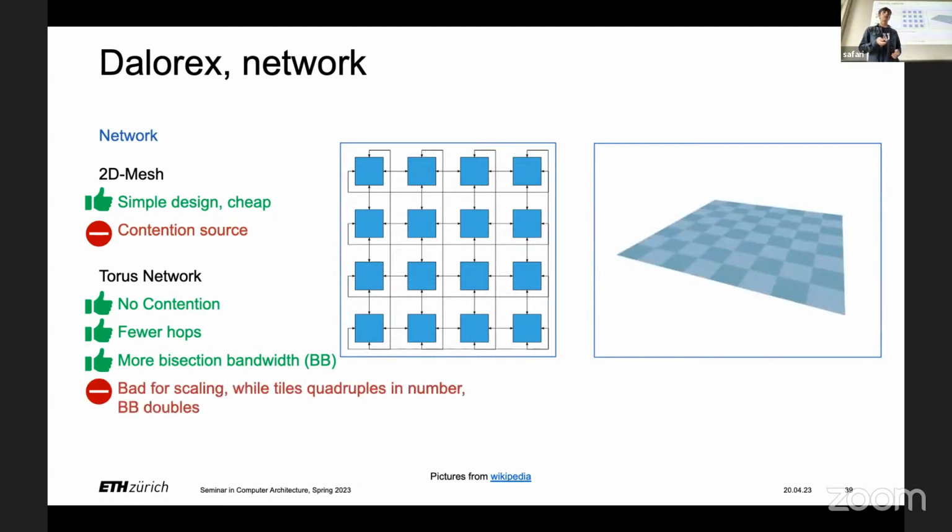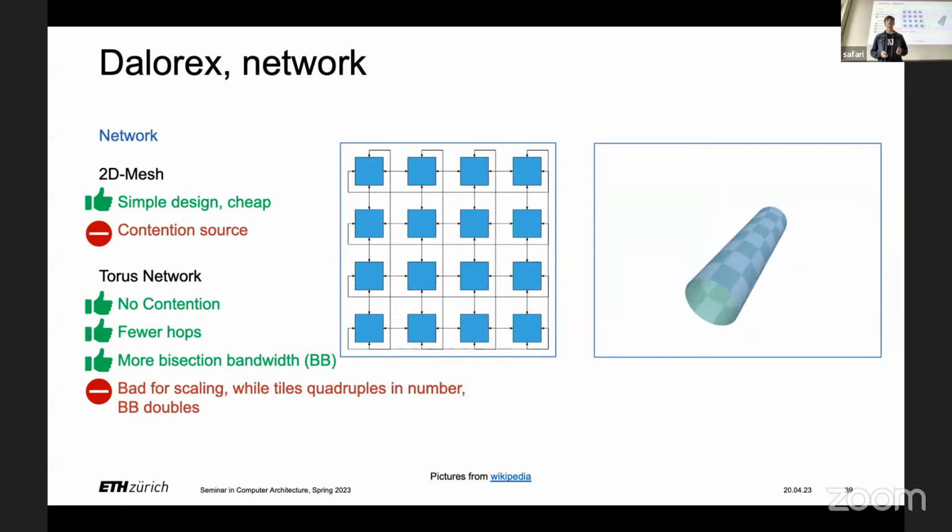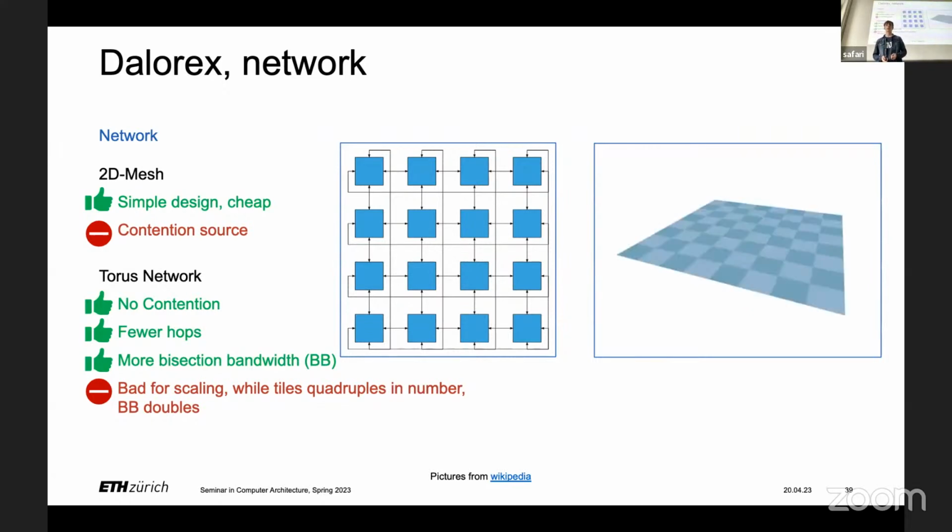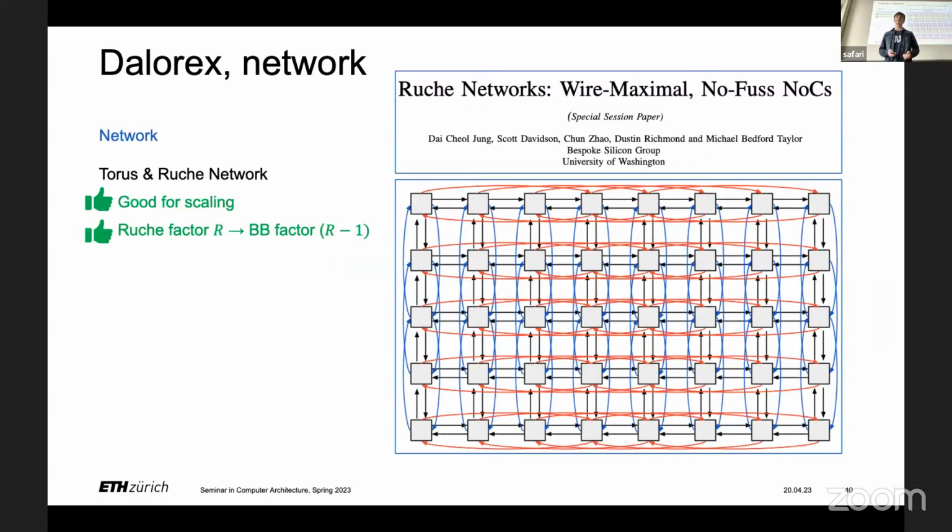A downside of the torus network is that it is very bad for scaling. When you quadruple the number of tiles in your chip, you only double the bisection bandwidth. So one way to solve this issue is to use a mix of torus and ruche network. This is very good for scaling, and with a ruche factor of R, you are going to achieve a bisection bandwidth factor of R-1.